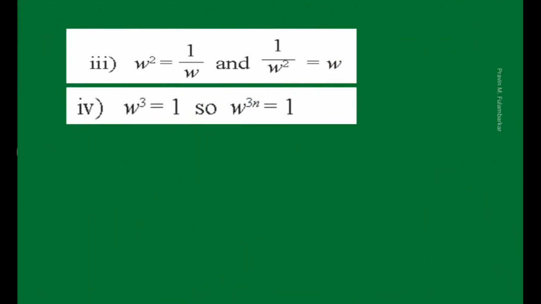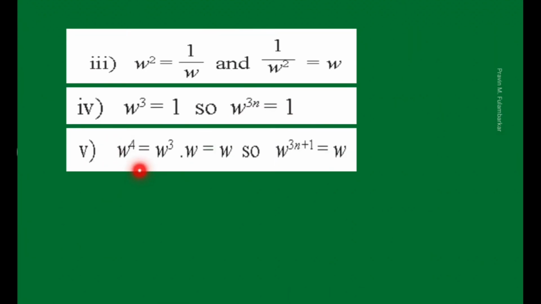Now see the fourth property, omega cube equals 1. So omega raised to the power 3n equals 1. That means if the power of omega is a multiple of 3, then we take that value equal to 1. We use the same concept for iota: i raised to the power 4 is 1, so i raised to the power 4n we write always 1. So here in place of iota, that is i, we use omega, so omega raised to the power 3n we always write 1.